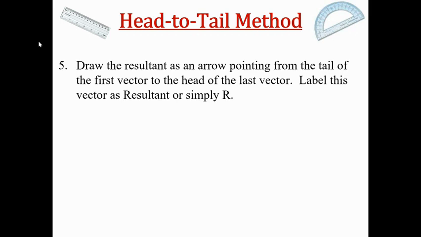Next, draw the resultant as an arrow that points from your starting point to your ending point. So your resultant arrow should point from the tail of the first vector that you drew to the head of the last vector you drew. Label this vector as the resultant or with a capital R.